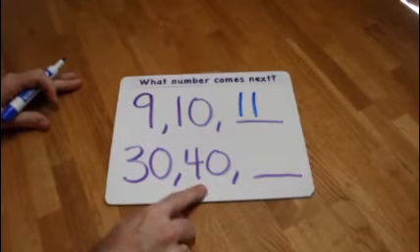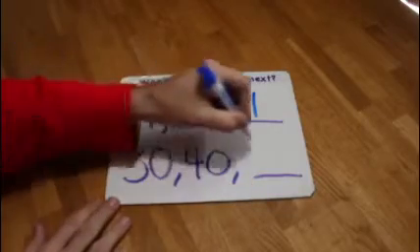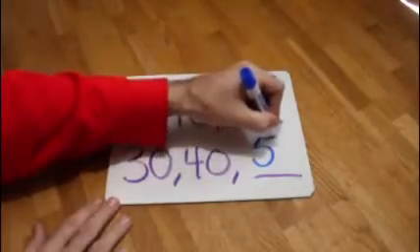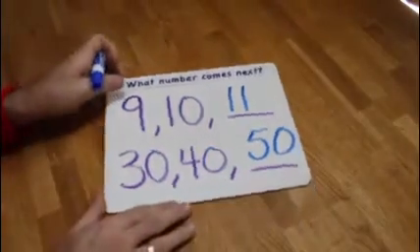30, 40, 50. How do we write a 50? A 5 for the 10 and a 0 for the 1. 50.